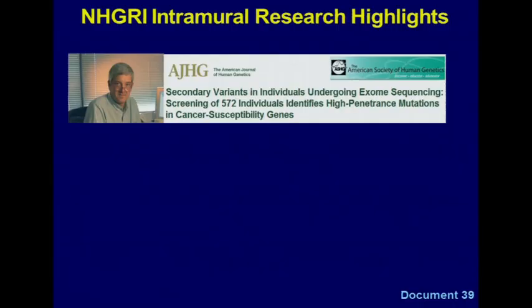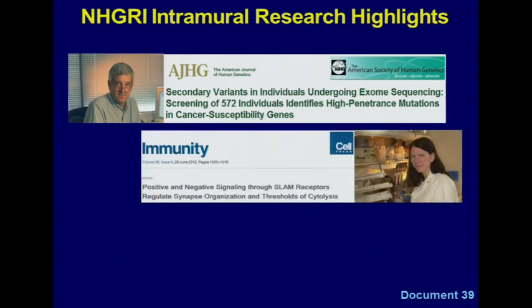Other recent highlights from the NHGRI intramural research program included Les Biesecker's group, which published a study in the American Journal of Human Genetics that examined how available genome sequence data from patients can yield clinically useful information about cancer susceptibility genes. Pam Schwartzberg's group published a paper in the journal Immunity reporting the use of a mouse model of X-linked lymphoproliferative syndrome to establish how a missing protein can disrupt communication between T and B cells. Their findings explain why some patients with this syndrome can encounter a fatal immune response to Epstein-Barr virus.